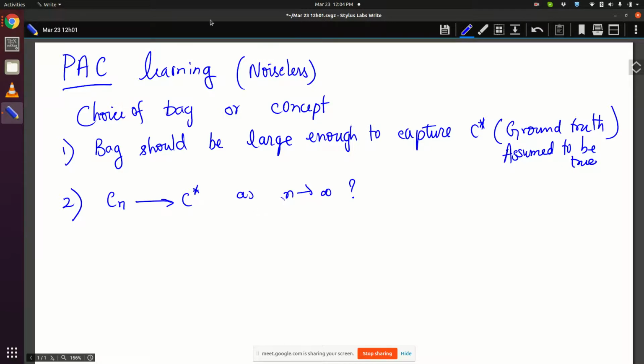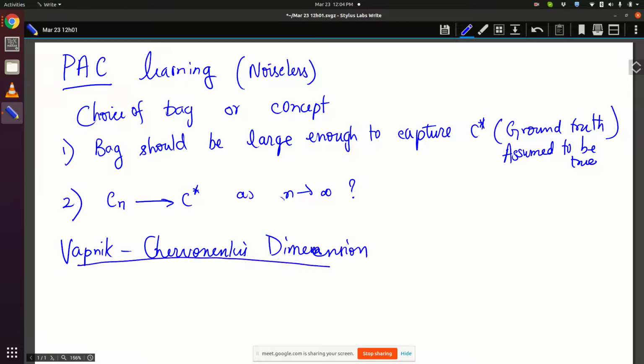Today we will be developing on this theme a little more, and we will be going towards what is called the Vapnik-Chervonenkis dimension, the VC dimension. I might have got the spelling wrong, but yeah. We will be talking about this soon. So this is where we are going.